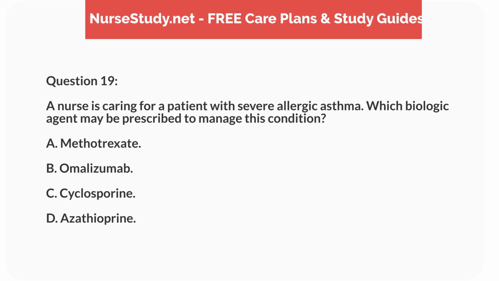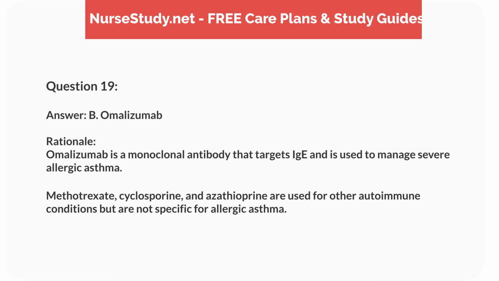Question 19. A nurse is caring for a patient with severe allergic asthma. Which biologic agent may be prescribed to manage this condition? A. Methotrexate. B. Omalizumab. C. Cyclosporin. D. Azathioprine. Answer: B.